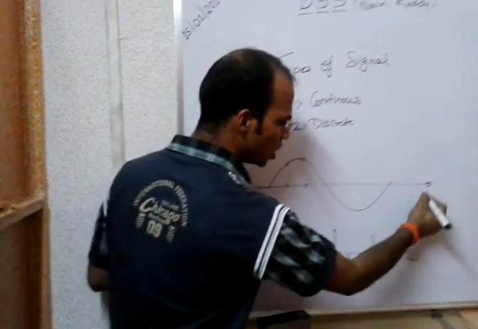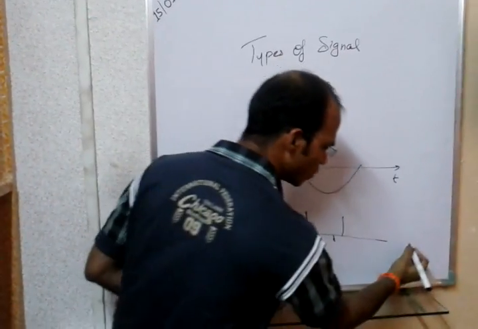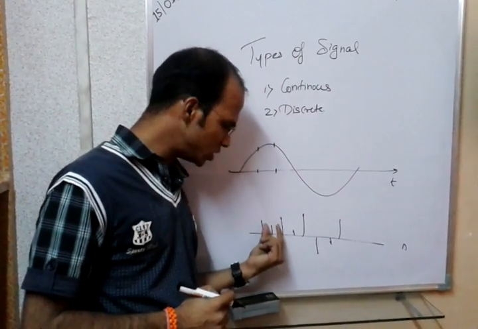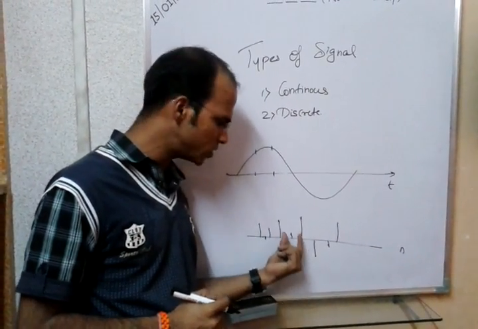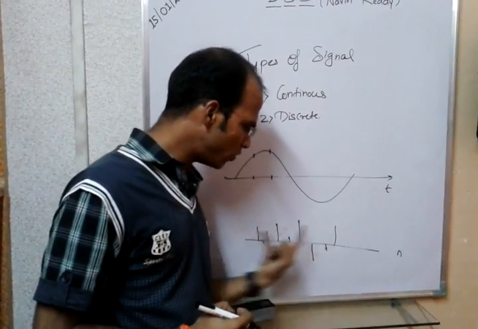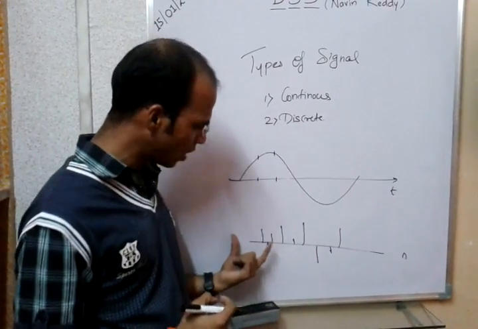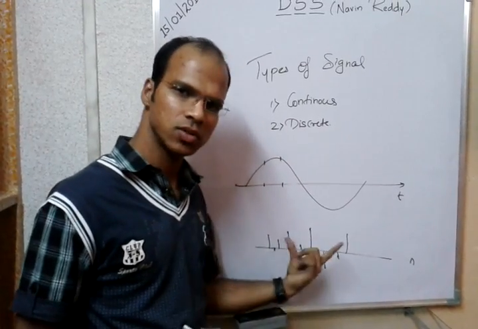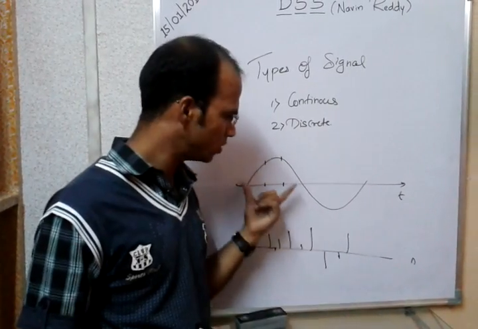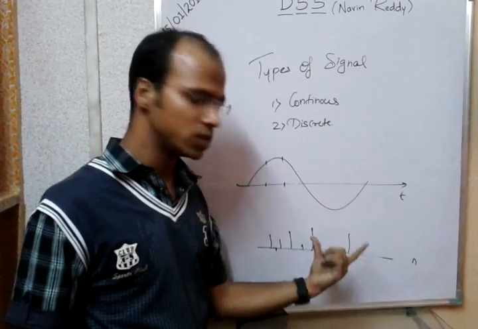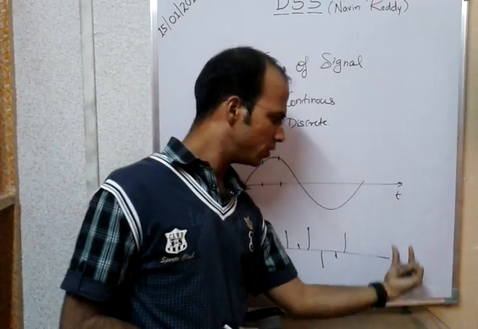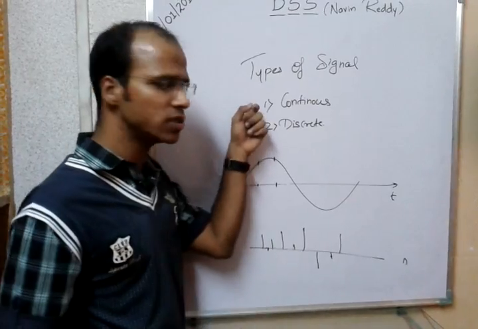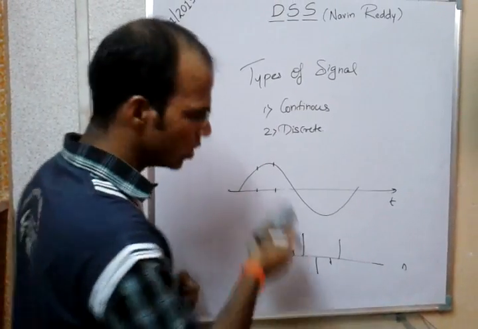Now continuous signals work with time, and discrete signals work with samples, something called N. This is your first sample, second sample, third sample, fourth sample, fifth sample. And the number of samples here is almost 8, so the value of N here is 8. This is time, this is samples, represented by T and represented by N. So you have two types of signal, one is continuous, second is discrete.